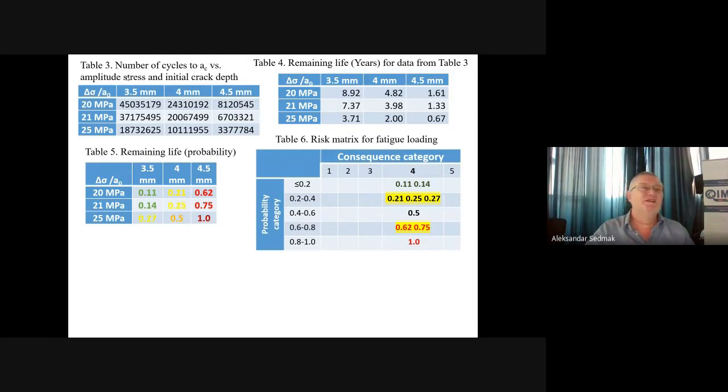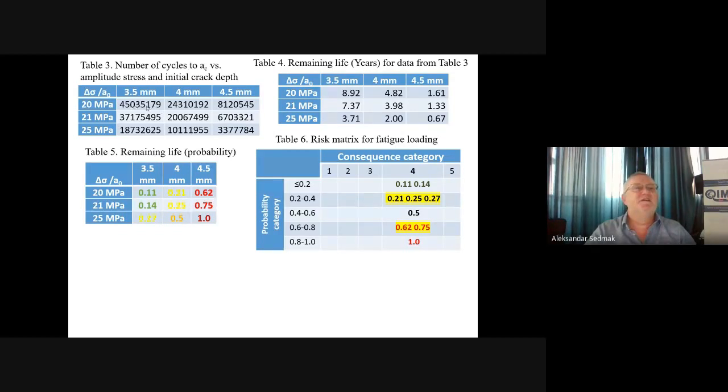Although we knew that stress amplitude is 21, we wanted to check what would be with 20, what would be with 25. And then again, although we knew that initial crack length was, looking into the depth, because once again we are looking at the cross section, 3.5, we also wanted to check what would be the case with 4 and 4.5 millimeters. And knowing that critical crack length would be 4.8. So number of cycles is given here.